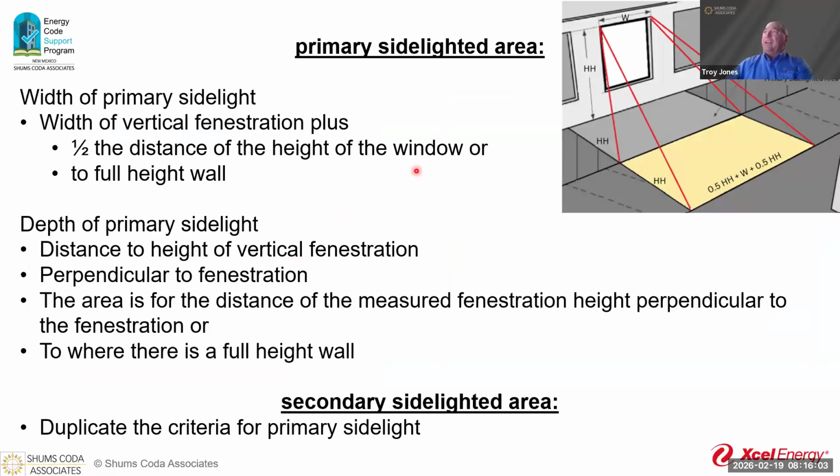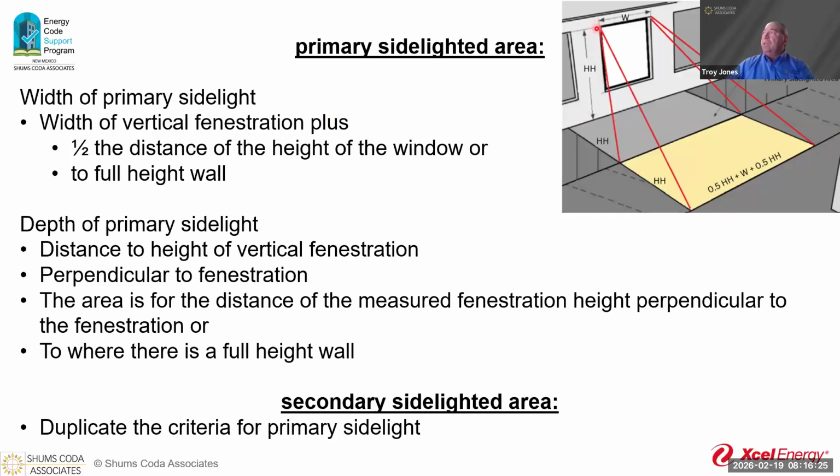So the primary sidelighted area, how do we get this? What's our calculation on it? And how do we make sure that it's correct on the plans? So what we're looking at is the width of the vertical fenestration plus half the distance of the wall height of the window or to the full wall. So half the distance of the height of the window.